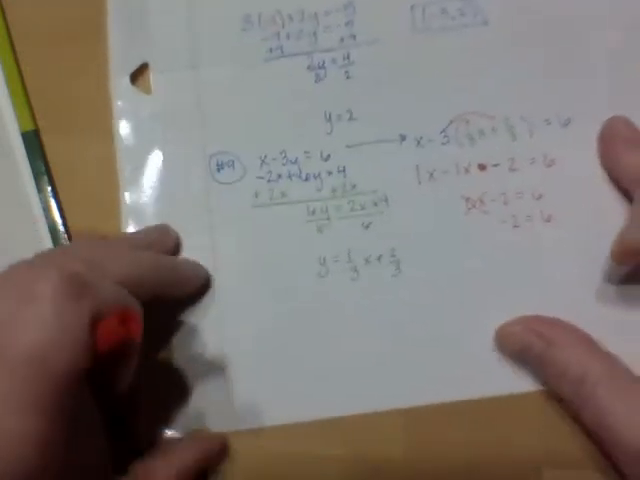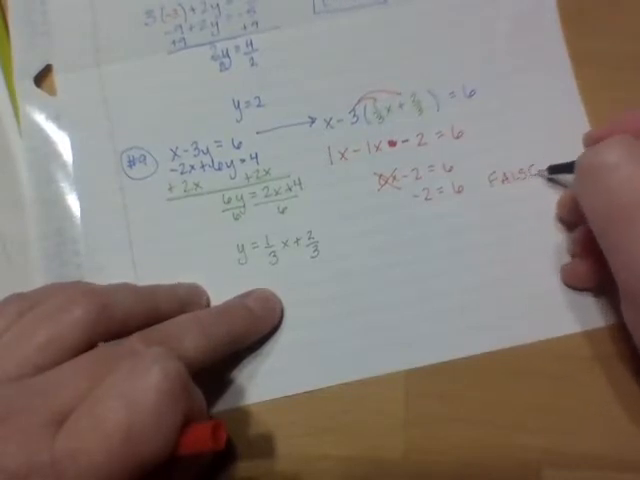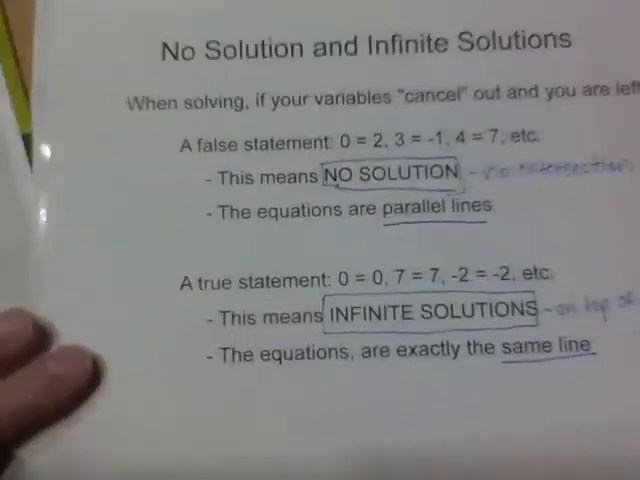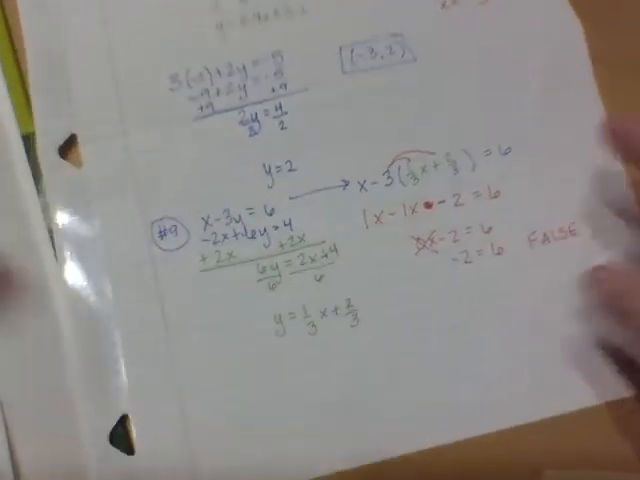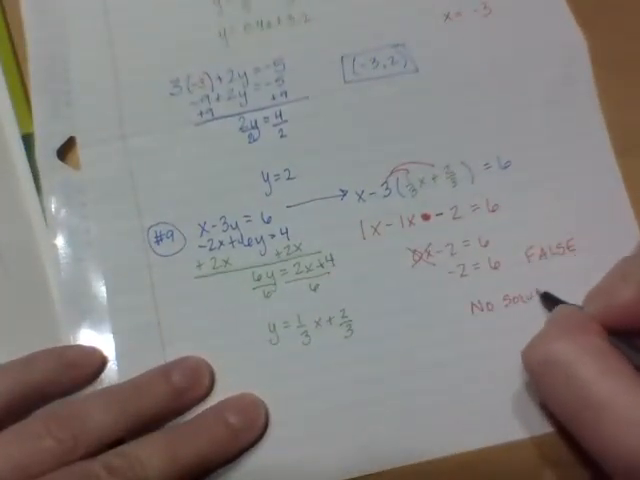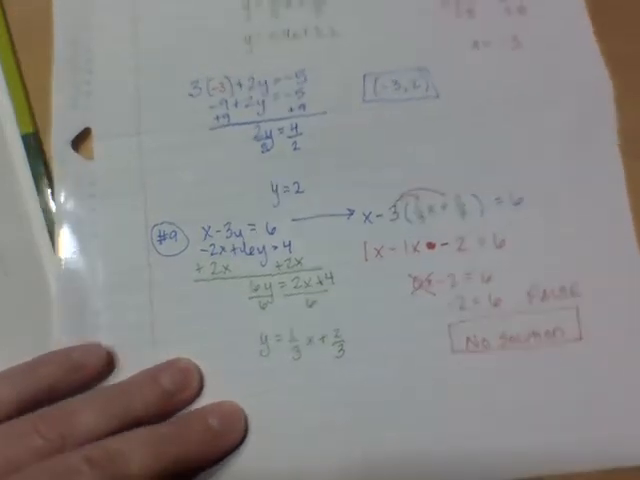And so remember that when this happens, this is a false statement. And from our notes, if there was a false statement, let's grab them. A false statement said that there was no solution because these were parallel lines. So our answer is no solution, because they must have the same slope.